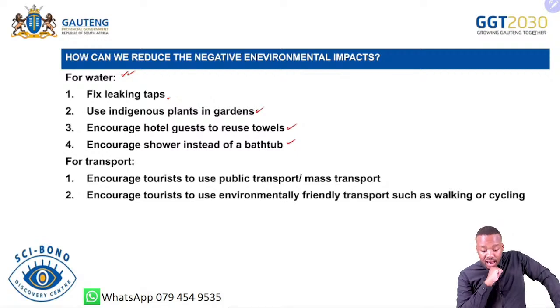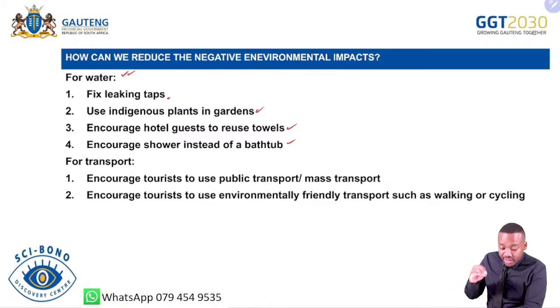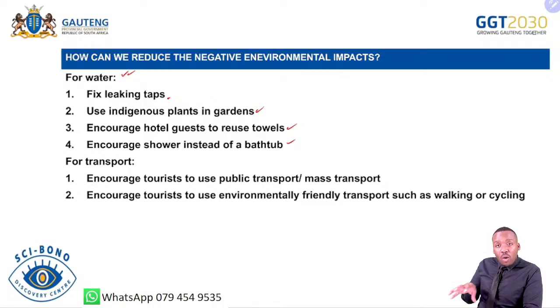Nowadays, even when you go to some malls, you can see that when we have to wash our hands and so on, there are sensor taps. So technology. As a tourism business, you need to be open-minded, so that you can know all the new things that you can do in order to save water.